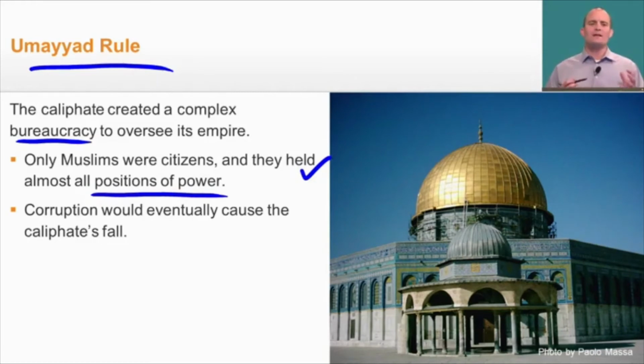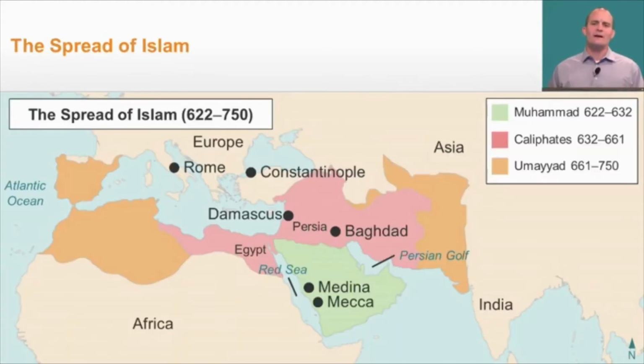But what we began to see is that these people who held power, these small elite groups, were actually not distributing the wealth equally to the rest. And because of that, we saw that corruption became rife within the Umayyad dynasty. And it would eventually cause the fall of the Umayyads. And their fall would actually bring in a brand new dynasty, which we're going to take a look at in a second. But first, I want to draw your attention to this map again.